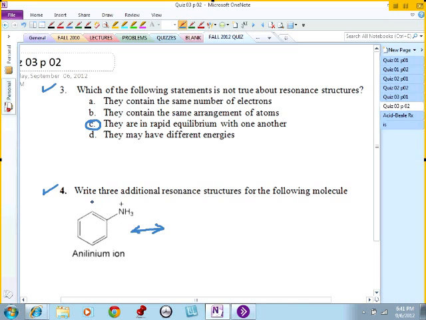Okay. Let me number these positions here. This carbon 1, 2, 3, 4, 5, and 6. Okay, so what do you want me to do? Move the double bonds? You want to move all the 3? Okay, that's fine. You want to move all the 3.